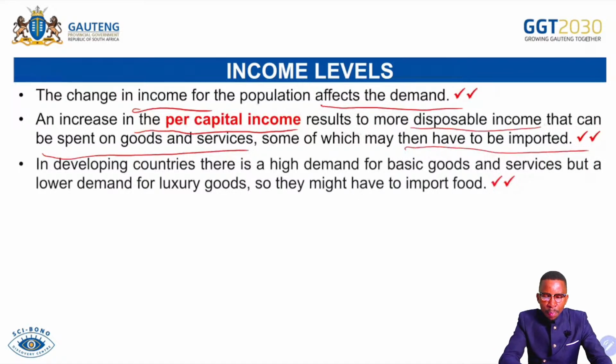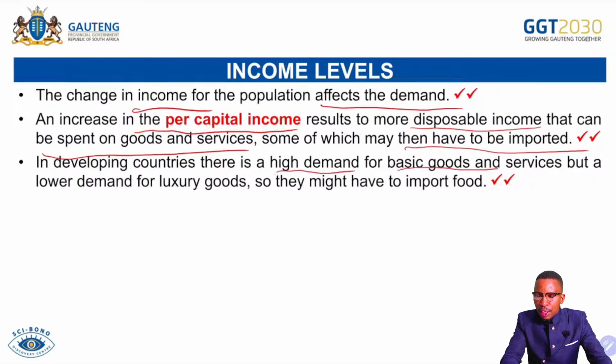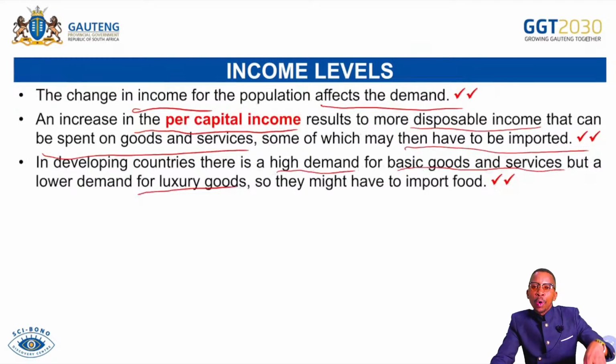So in developing countries, there is a high demand for basic goods and services, but a lower demand for luxury goods. So they might have to import food. We know that developing or underdeveloped countries mainly import basic foodstuff for living so that they can satisfy their needs and wants, because local markets maybe are unable to produce those demanded basic goods and services.